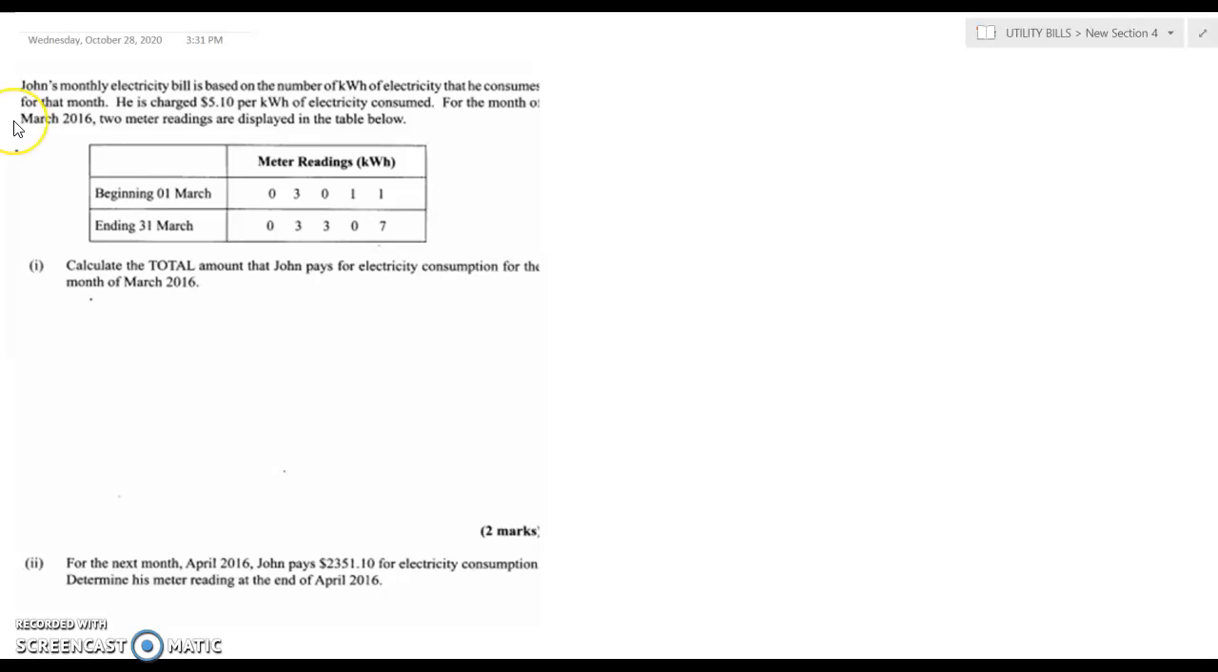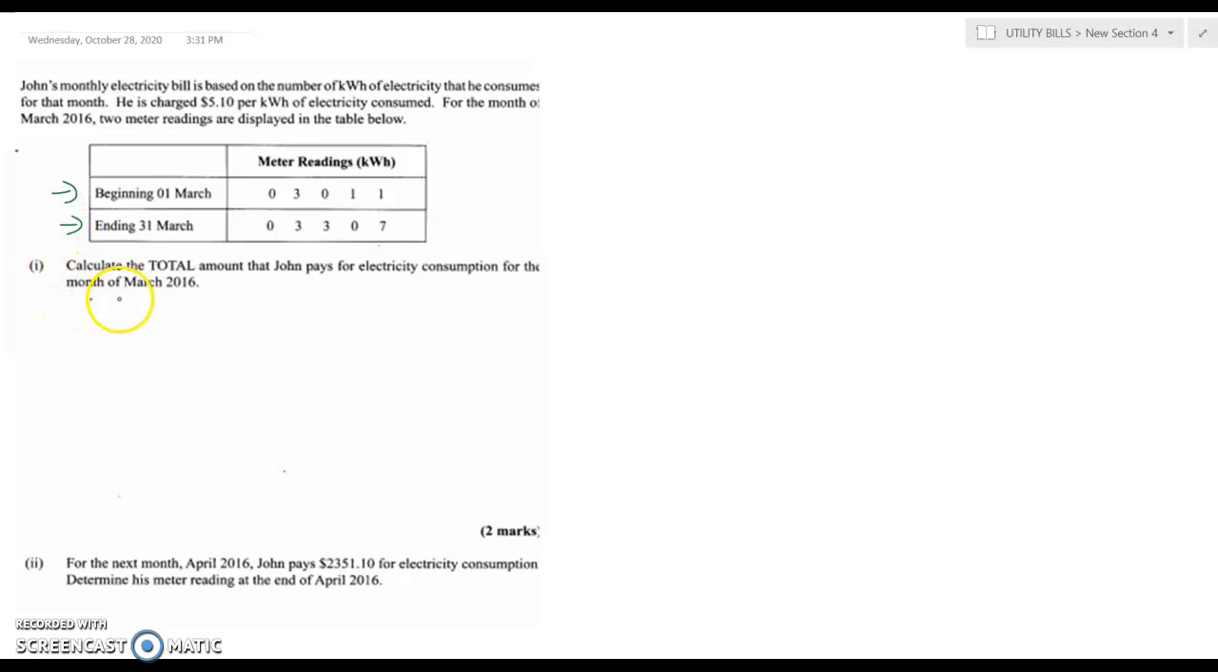So John's electricity bill is based on the number of kilowatt hours of electricity that he consumes for that month. He is charged $5.10 per kilowatt hour of electricity consumed. So for every 1 kilowatt hour he is charged $5.10. For the month of March 2016, he has 2 meter readings displayed: beginning of March and then the end of March.